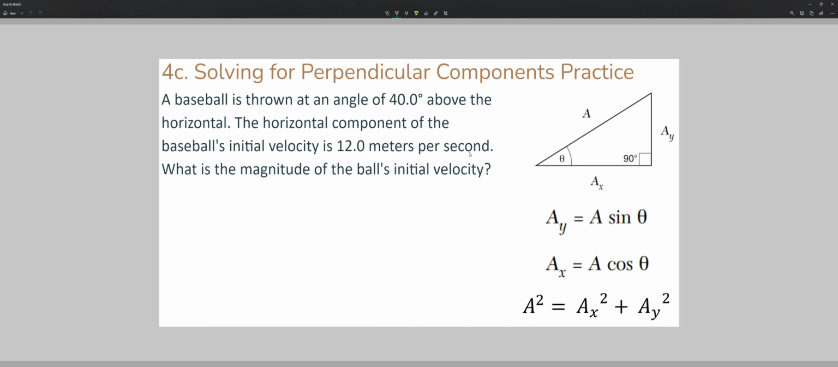So a baseball is thrown at an angle of 40 degrees, so here you throw at an angle of 40 degrees above the horizontal.